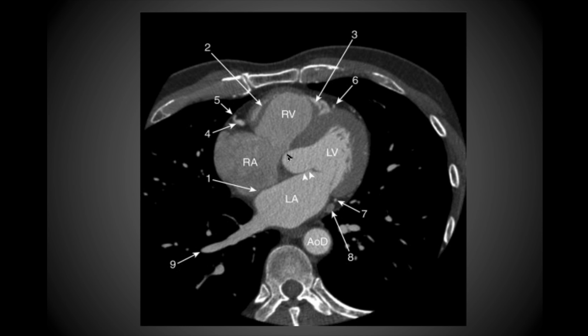Here we have another view of the heart where we can appreciate a number of structures. So first off, we have the membranous part of the interventricular septum labeled by the black arrowhead in between the right and left ventricles.